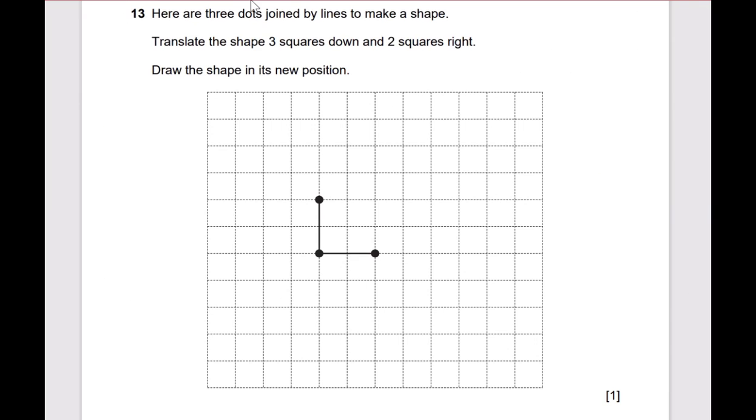Here are 3 dots joined by lines to make a shape. Translate the shape 3 squares down and 2 squares right. Draw the shape in its new position.